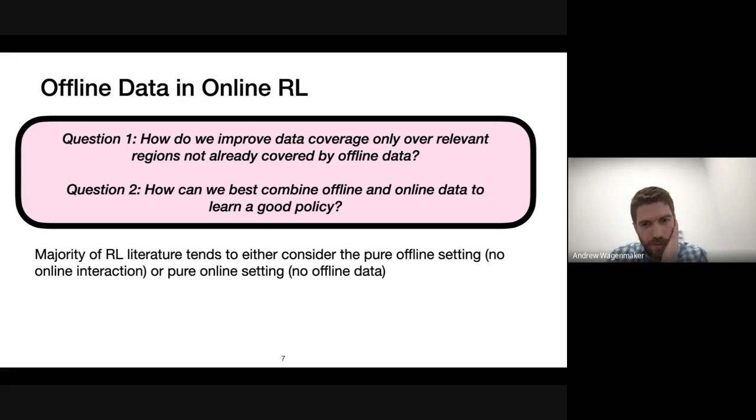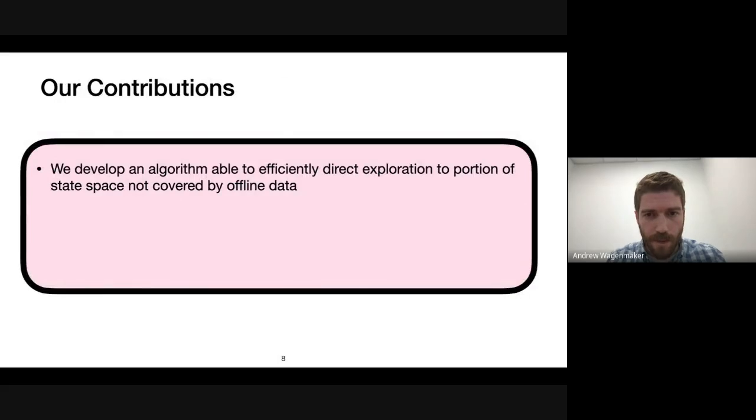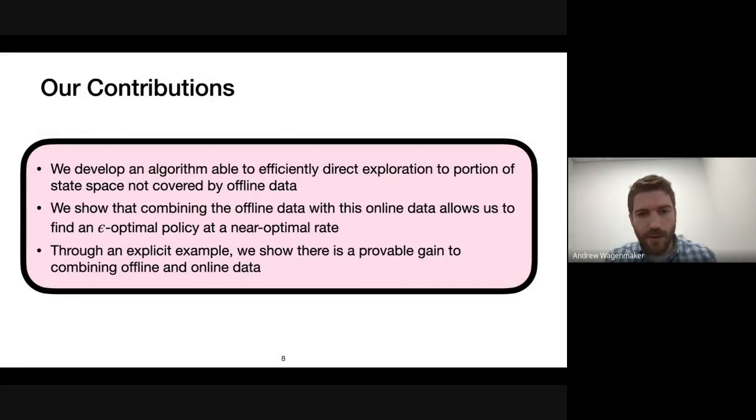And as I was saying, the majority of the RL literature considers either the pure offline setting where there's no online interaction, or the pure online setting where there's no offline data. Although there have been other papers, and I know Ayush last week presented another work on a similar setting. So there is other work on this problem, although when we published this paper, there was not very much out there yet. We basically develop an exploration approach that is able to do this.